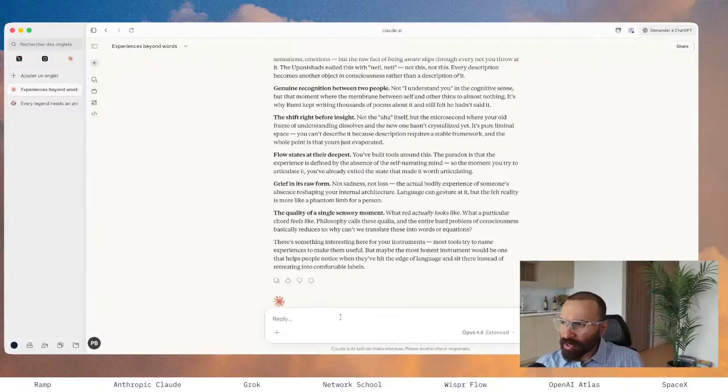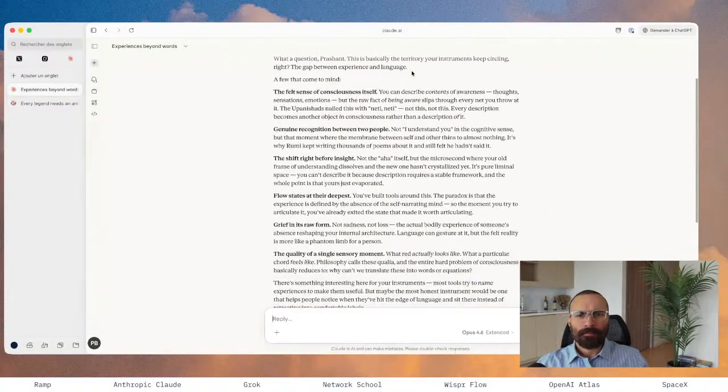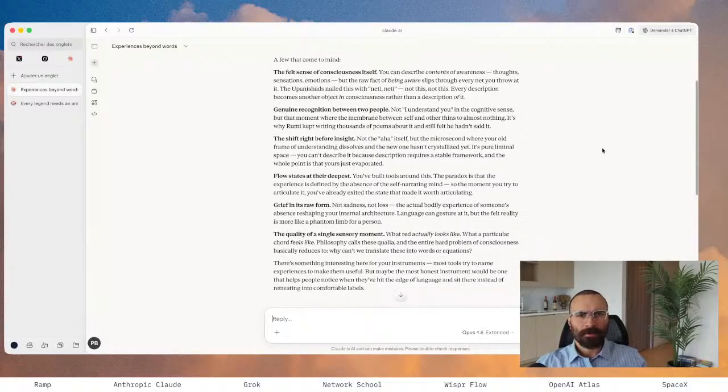Why can't we translate consciousness into words and equations? The felt sense of consciousness itself. You can describe contents of awareness, thoughts, sensations, emotions, but the raw fact of being aware slips through every net you throw at it. Neti, not this, not this. Every description becomes another object in consciousness rather than a description of it.